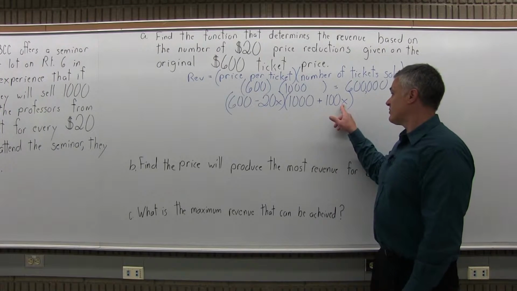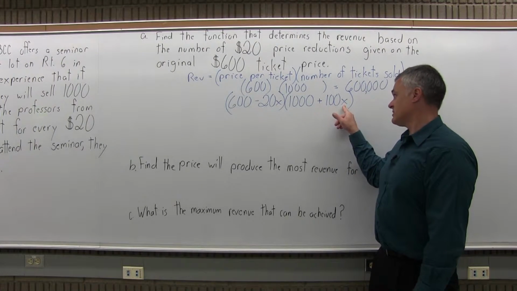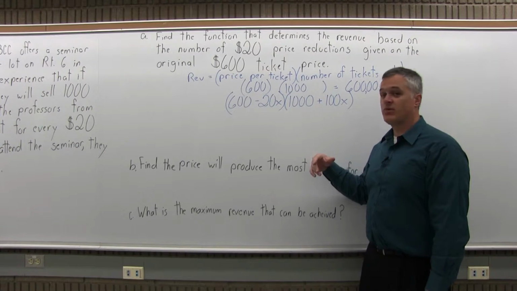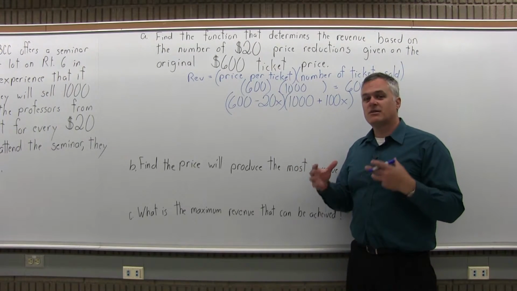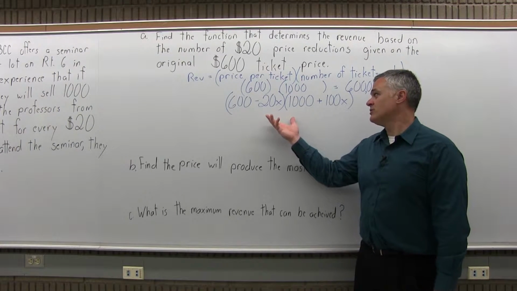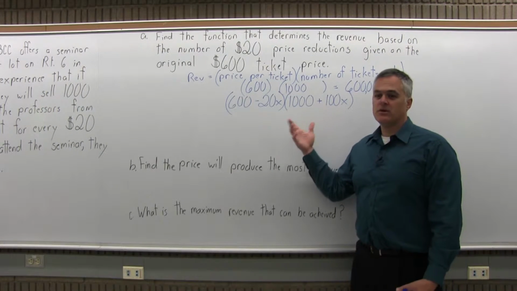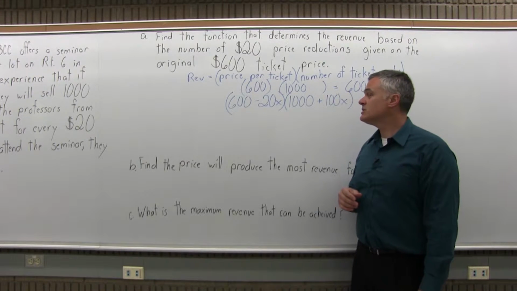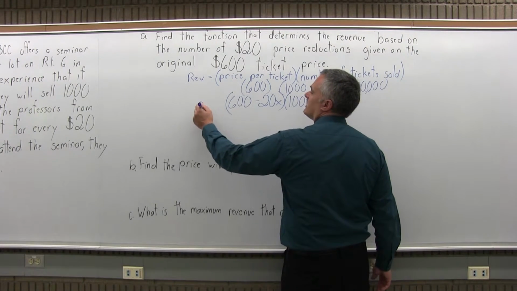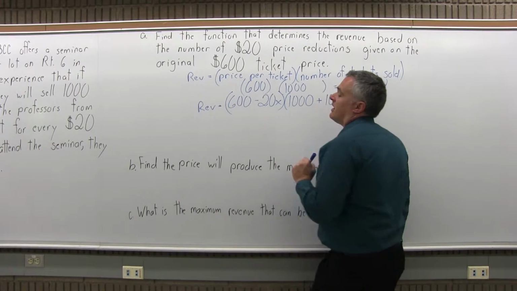So one reduction of 20, they'll sell 1,100. Two reductions of 20, they'll sell 1,200. As they reduce the price, they sell more, and there's some perfect point where they'll make the most money. Eventually, if you make it too cheap, even though you'll sell a ton of them, overall you'll make less. So that is the revenue function. Let me write revenue over here next to it.